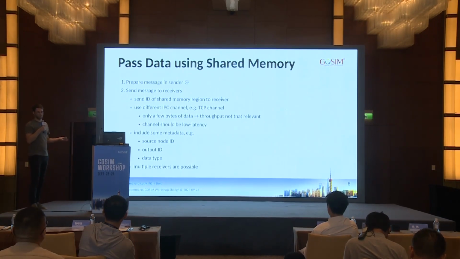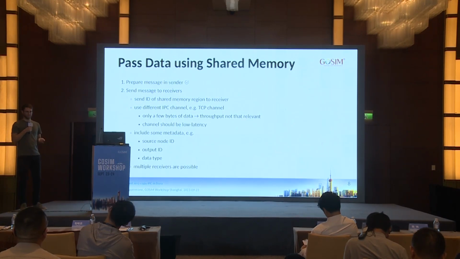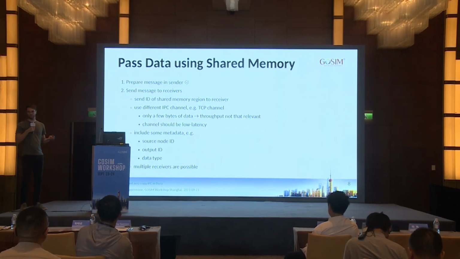After preparing the message, we can send it to receivers. And as we saw, this works by sending just the ID of the shared memory region to the receiver. And since we need to somehow cross the process boundary, we need to use an IPC channel for that as well. So for example, a TCP channel. The throughput of that channel is not that relevant because it's just a few bytes of data, it's just a string. But the latency is kind of important. So when we're using TCP, then we should configure it that it should not wait for acknowledgements and so on. And maybe it's even better to use a different communication channel with lower latency in the future.